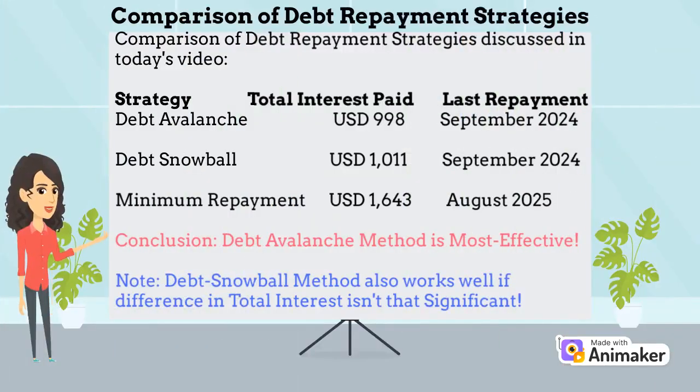For purposes of comparison, I have summarized the debt repayment strategies in this slide, and it's clear that the debt avalanche method is the most effective debt repayment strategy as it has the least total interest payment. Note that the debt snowball method also works well if difference in total interest isn't that significant, especially for people who love psychological wins.